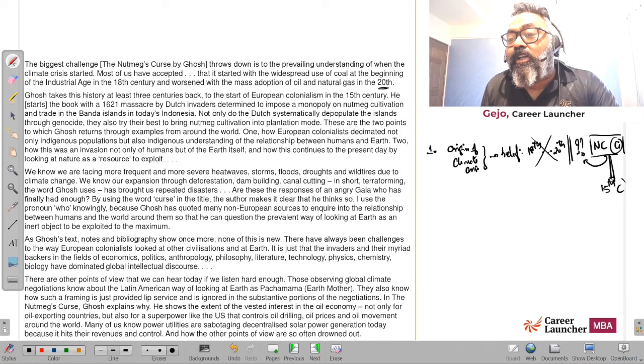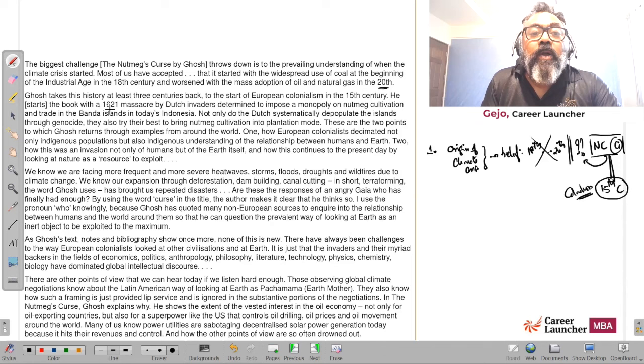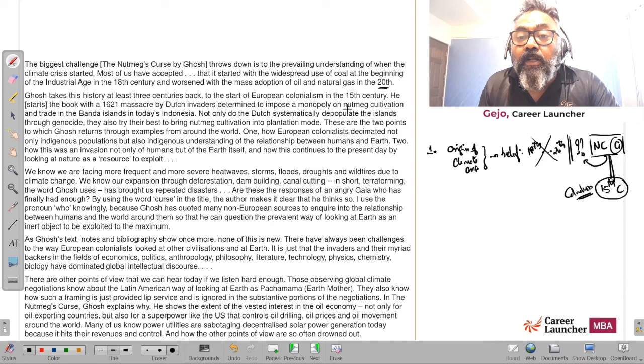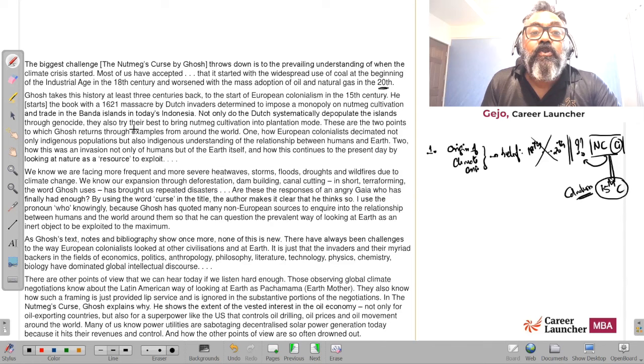He starts the book with the 1621 massacre of Dutch invaders determined to impose a monopoly on nutmeg cultivation and trade in the Banda Islands in today's Indonesia. Not only did the Dutch systematically depopulate the islands through genocide, they also tried their best to bring nutmeg cultivation into plantation mode. These are the 2 points to which Ghosh returns through examples from around the world.